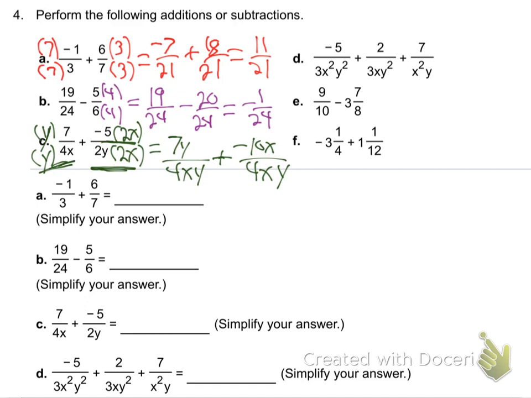So how do you put that together? This is part C, that's just going to be 7y minus 10x all over 4xy. It's just one big fraction like that. Is that good? Let's go to the next page and we'll try D, E, and F.